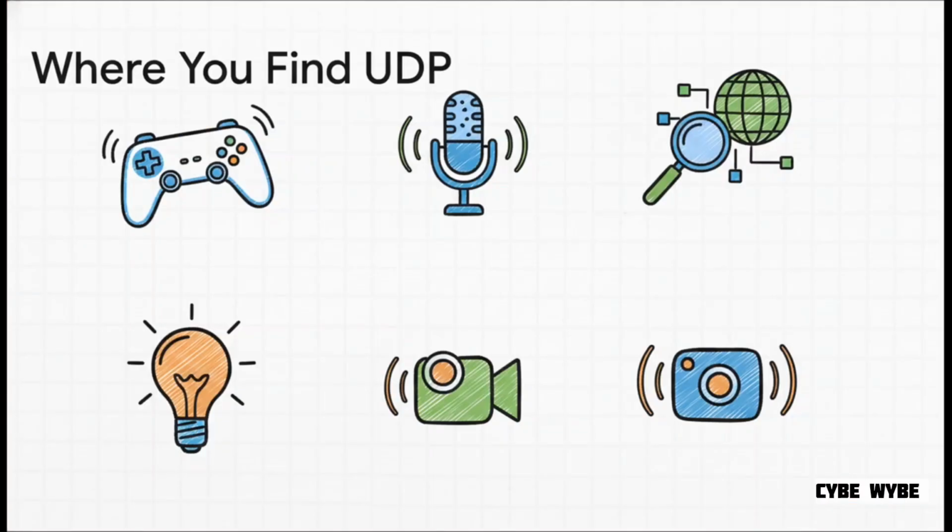Think about an online game. You need to see where your opponent is right now, not where they were half a second ago. Or on a Zoom call, you'd much rather miss a single syllable than have the entire conversation grind to a halt while it tries to retrieve it, right? Even just looking up a website's address with DNS uses UDP because it's so quick. In all these cases, the newest data is way more valuable than perfect old data.